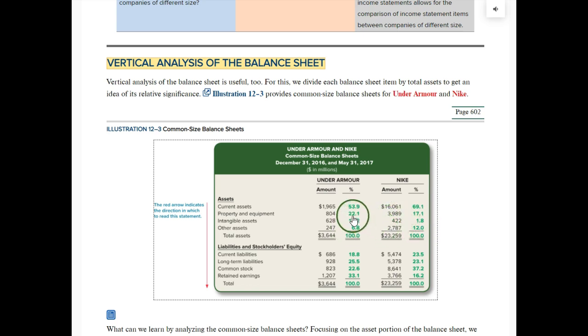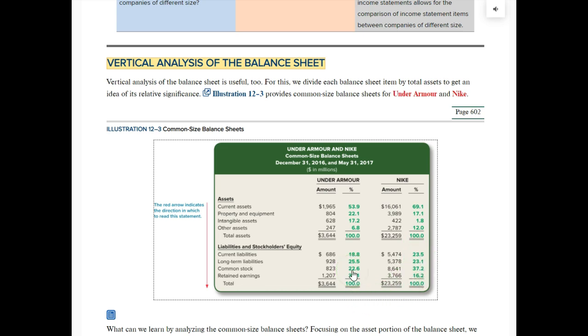So this, again, allows you to compare companies and see how much of its different kinds of assets it has compared to total assets. Same way in this area, you can see that as to current liabilities, 18.8% of this section of the balance sheet is in current liabilities. Here we have 25. Compared to Nike, 23% in current liabilities, so a little bit higher.